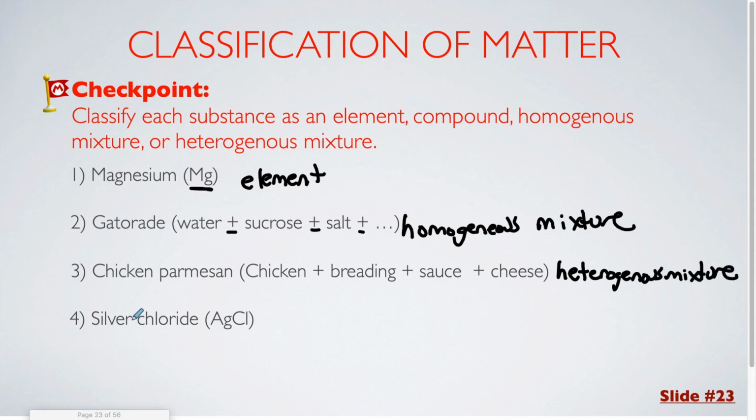All right, and finally, silver chloride. We have silver, which is Ag, and chlorine, which is Cl. I have two elements which are bonded together, which is why there's no plus sign in between them. So that shows that this must be a compound.